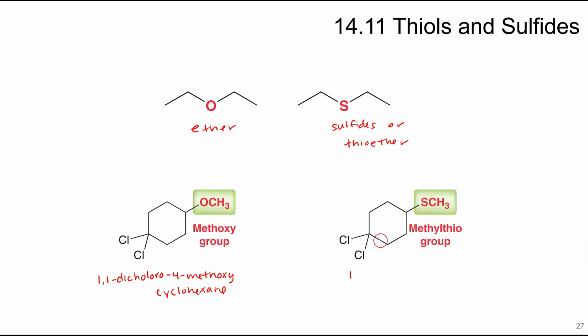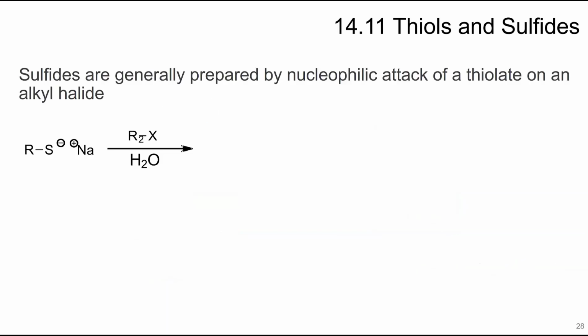So this same thing with the thiol would be 1,1-dichloro-4-methylthiocyclohexane. Sulfides are generally prepared using nucleophilic attack of the thiolate on an alkyl halide. So thiolate plus alkyl halide, nucleophile attacks electrophile, and we get R2S there, plus NaX.